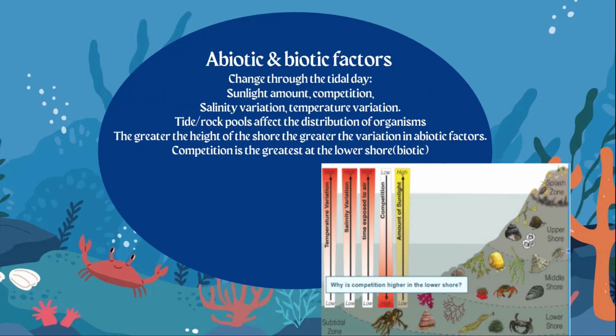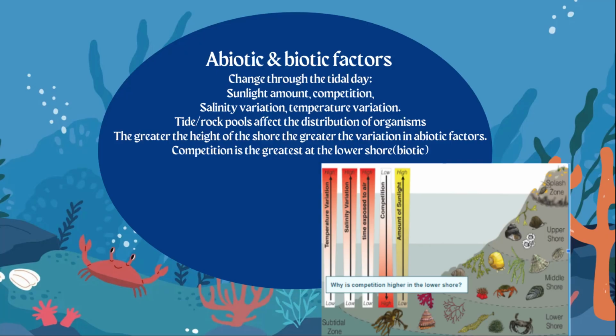Now, some biotic factors, right? Biotic means living, abiotic, non living. So, what are some factors that the organisms have to deal with in these different shore levels? We have to think about these different zones of a rocky shore, the amount of sunlight, the change in temperature, the change in salinity. That's going to happen throughout the day in a tidal cycle. And those are all going to be abiotic, they are non living. But some living factors could be predation, competition.